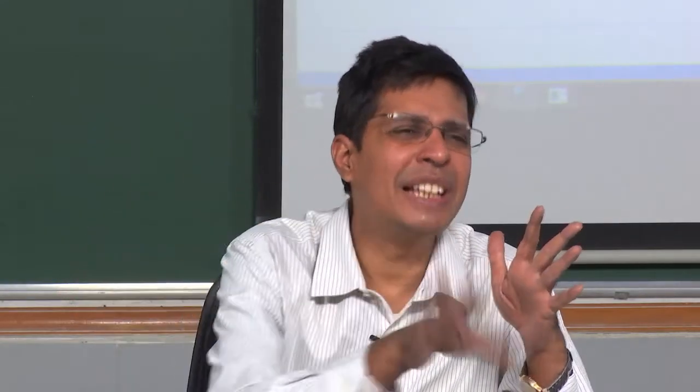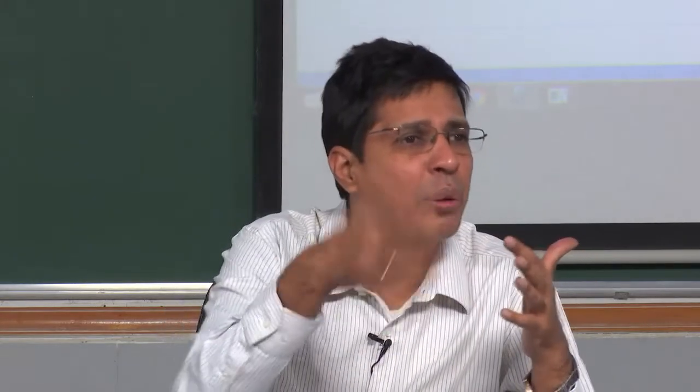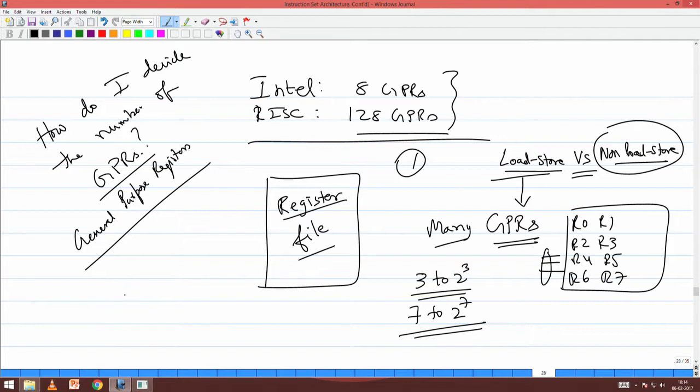But at the same time, if I have very few GPRs, what will happen? Suppose I am computing with say 10 variables, right? If the variable is in the register, then I consume say 1 unit of time. If it is in the cache, I approximately consume 5 units of time. If it is in the memory, I consume close to 50 units of time. If a variable is in the register, it is very quick for me to access. If it is in the cache, it is 5 times slower. If it is in the main memory, it is 50 times slower, correct?